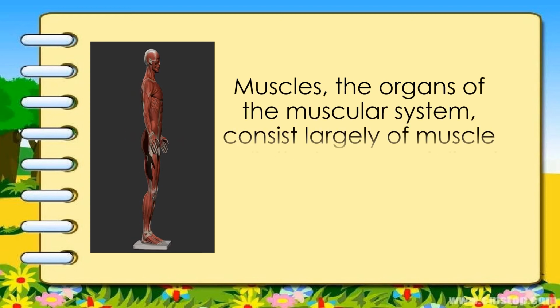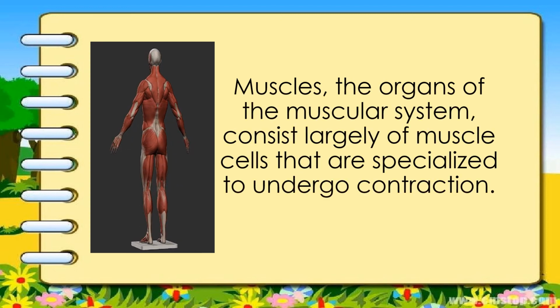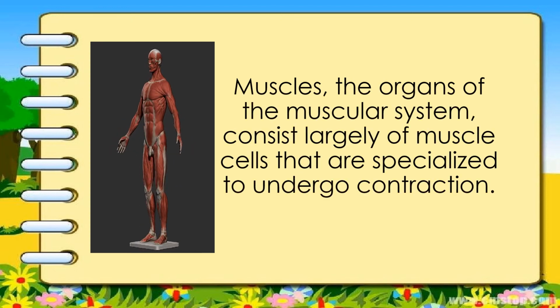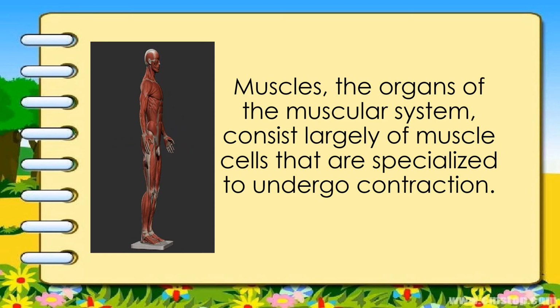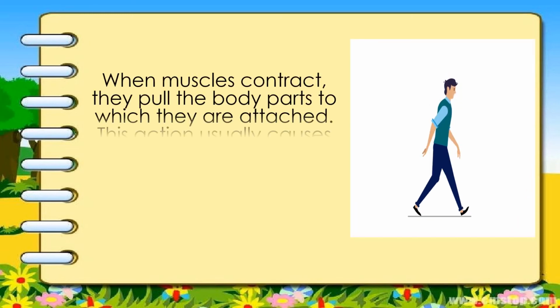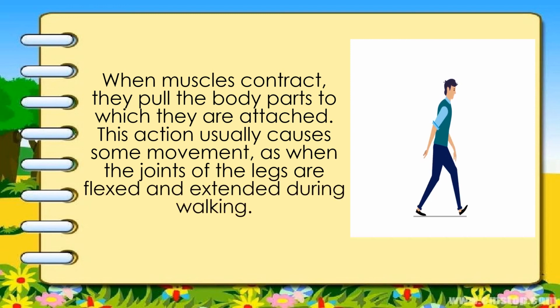Muscles, the organs of the muscular system, consist largely of muscle cells that are specialized to undergo contraction. When muscles contract, they pull the body parts to which they are attached. This action usually causes some movement, as when the joints of the legs are flexed and extended during walking.